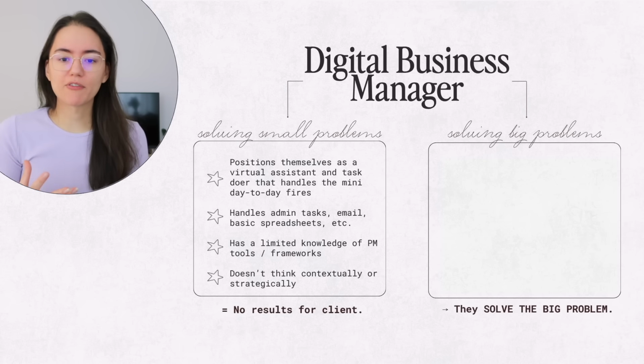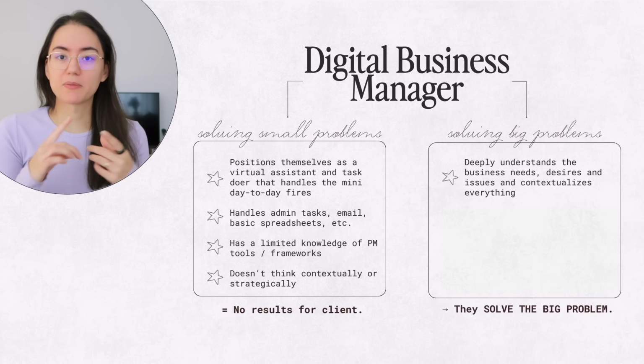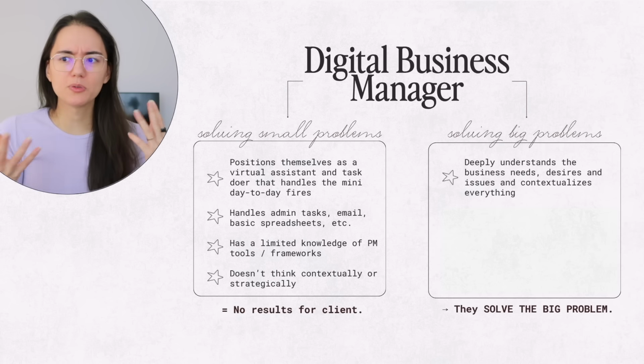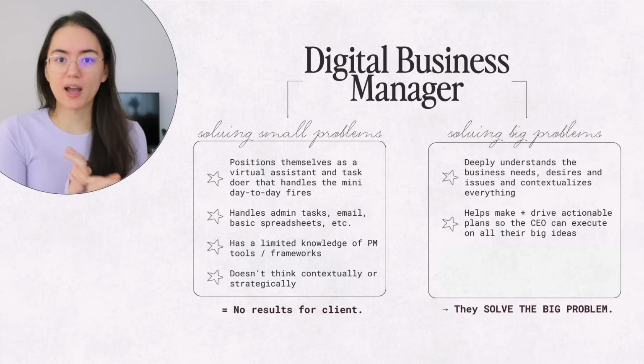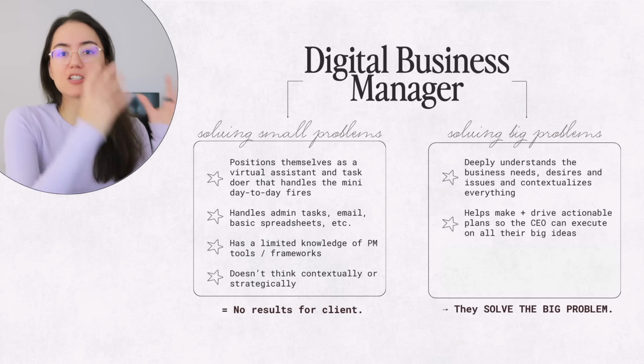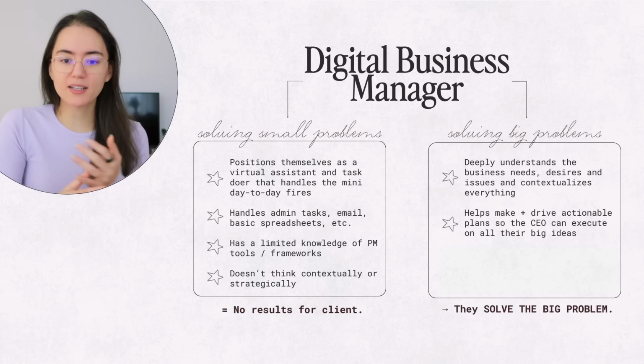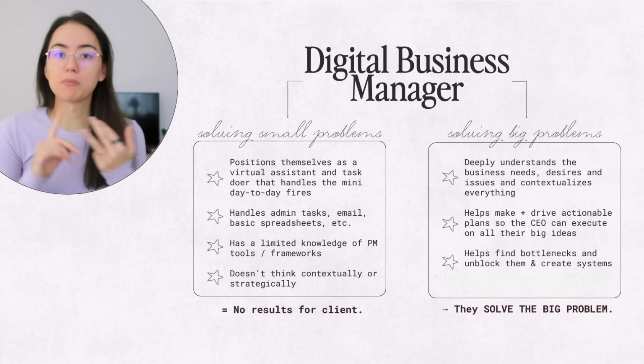So how I tried to solve their big problems was I tried to deeply understand the business needs, the desires, being like, what do they want? What kind of business lifestyle do they actually want? I was helping them make and drive actionable plans. So actually making the project plan and following through on it and making sure these things are getting done and not everything is on them to monitor and supervise. I was helping them find bottlenecks, unblocking their team.